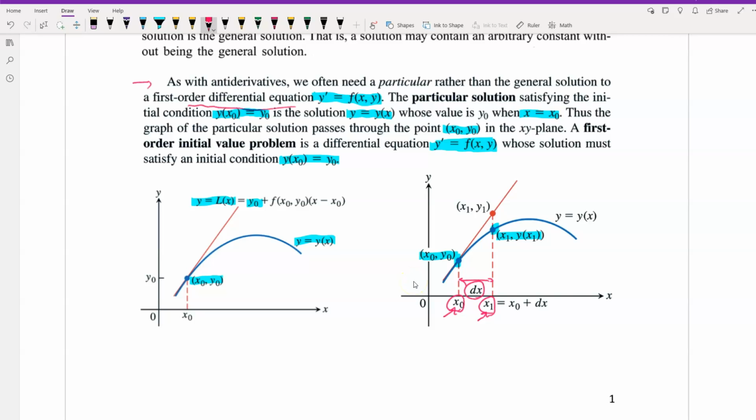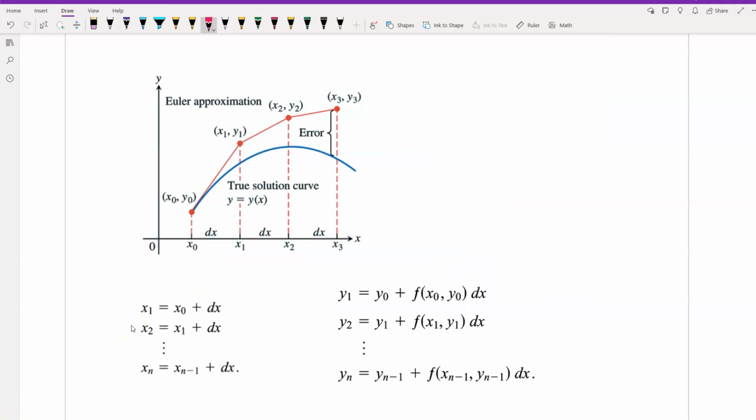So in this part, based on these two points, x sub 0, y sub 0, and this point here on this line, x sub 1, y sub 1, now we're going to use these for Euler approximation. So here we have x0, x1, x2, x3, based on the points x0, y0, x1, y1, x2, y2, x3, y3. Between x sub 0 and x sub 1 we have dx, and between each pair we have dx.